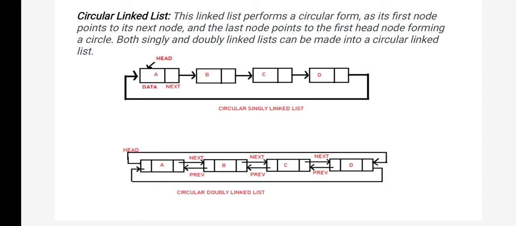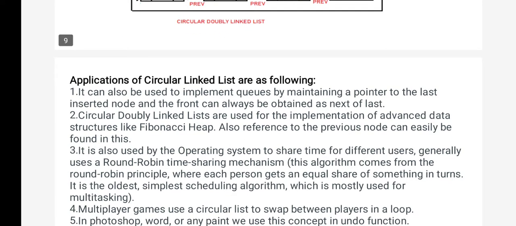Circular linked list. In the linked list in a circular form, the first node points to its next node and the last node points to the first head node, forming a circle. Both single and double linked lists can be made into a circular linked list.